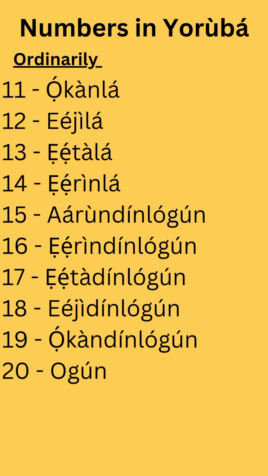11 is ọ̀kànlá, 12 èjìlá, 13 ẹ̀ẹ́tàlá, 14 ẹ̀rìnlá, 15 àrùndínlógún, 16 ẹ̀rìndínlógún, 17 ẹ̀ẹ́tàdínlógún, 18 èjìdínlógún, 19 ọ̀kàndínlógún, 20 ogún. If you also want to use these ones for count, you say 11 will be mọ́kànlá, 12 méjìlá, 13 mẹ́tàlá, 14 mẹ́rìnlá, 15 márùndínlógún, 16 mẹ́rìndínlógún, 17 mẹ́tàdínlógún, 18 méjìdínlógún, 19 mọ́kàndínlógún, and 20 remains ogún.